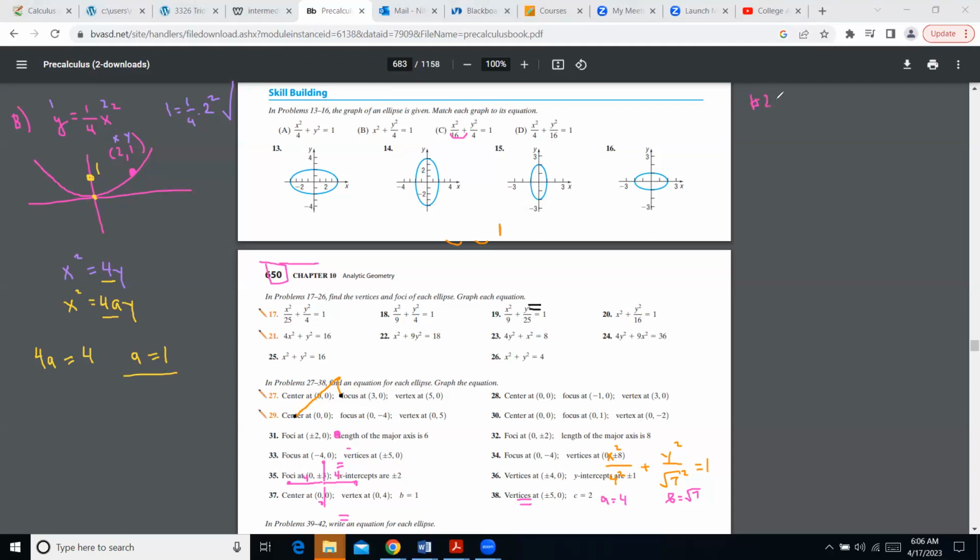So I'm in section 10.3. I think that will be the last section for us in this class. I guess we already covered plenty of material.